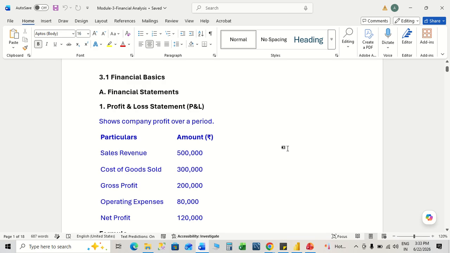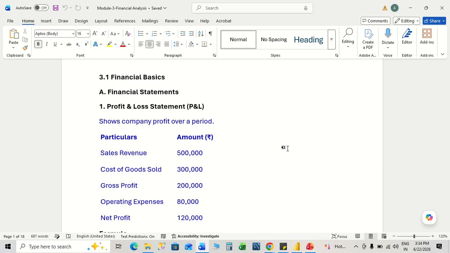So what are the financial basics? Let's understand some of the terms so that we can understand the financial things. First is the financial statement. The profit and loss statement, short form P&L. In any business, any analysis, profit and loss is the most important term.